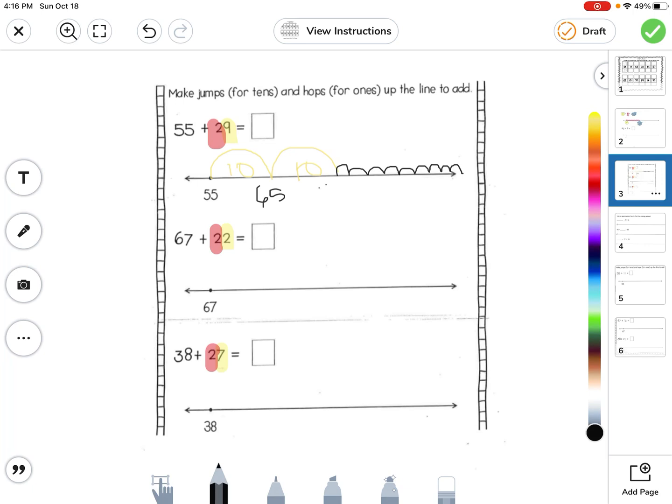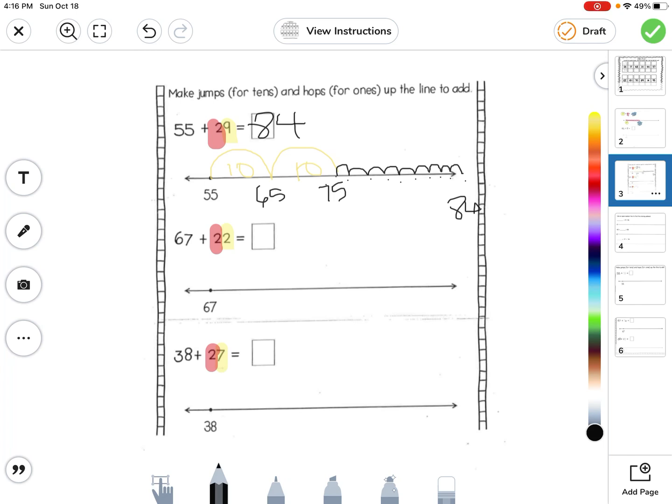So then we have 65, 10 more is going to be 75, and then we are out of jumps of 10 and we're down to the hops, so we can just count by ones. 75, 76, 77, 78, 79, 80, 81, 82, 83, 84. So our sum here is 84.